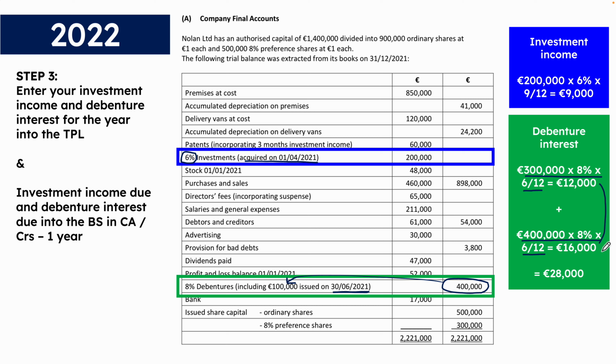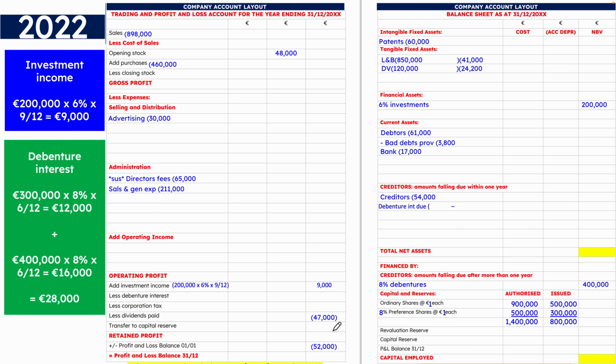12,000 plus 16,000 is 28,000 euro altogether for the year. So investment income 9,000, debenture interest 28,000. So we're putting our investment income 9,000 into the TPL, and we're putting our 28,000 debenture interest into the TPL, because that is the investment income and the debenture interest that relates to the current year. And it's very easy for us to just throw our workings in here beside that.